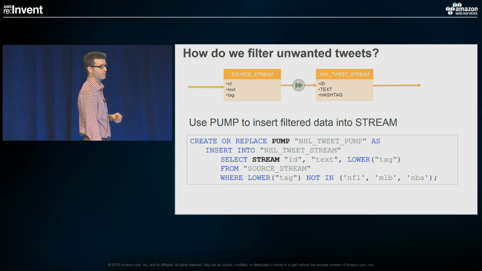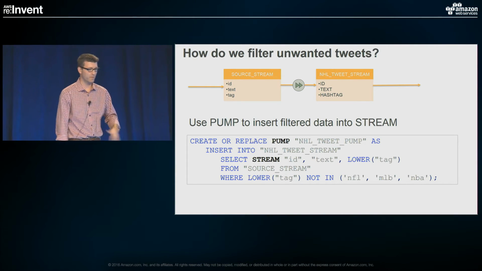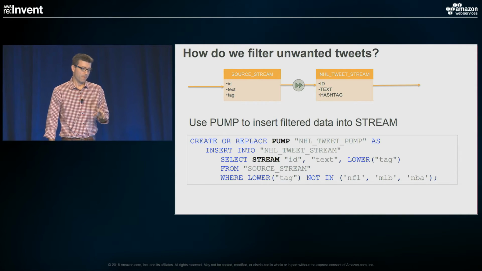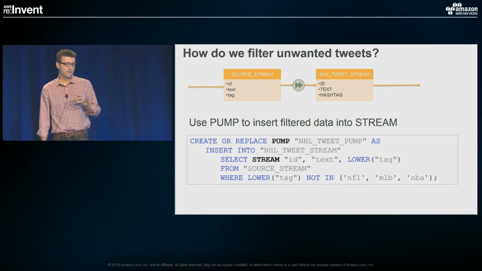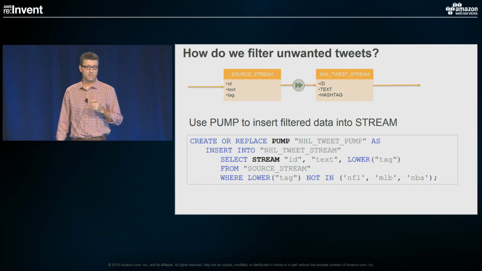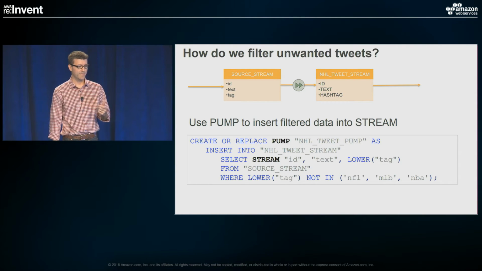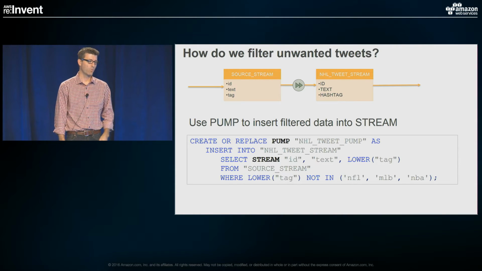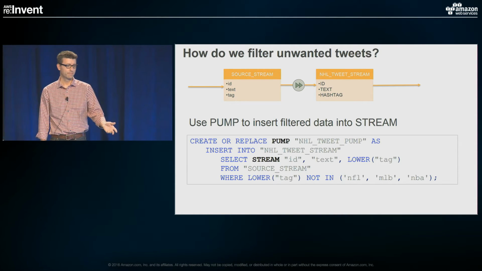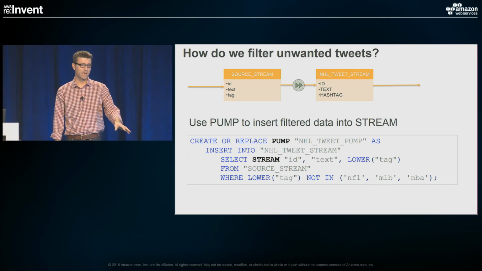So how do we filter for unwanted tweets? That was one of the requirements. I want to get rid of the stuff that I don't care about. So I'm going to create a pump, and I'm going to insert into the NHL tweet stream some data. That data is very simple. I'm going to select data from my source where I don't want NFL, MLB, and NBA.